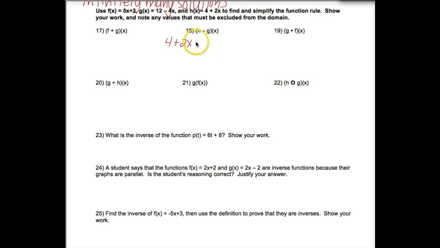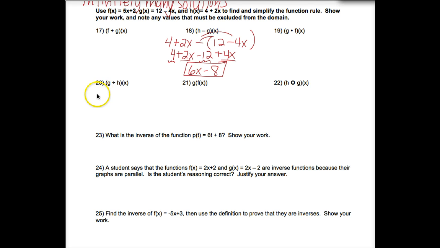My operation is subtraction. Remember that whenever we do subtraction, we have to use parentheses. My second function is g, so plug that in, 12 minus 4x. And now I need to distribute my negative. So over here, this stays the same, but now I've got a minus 12 and a plus 4 because that negative changes the signs. So like terms, combine them. You should end up with 6x minus, and then 4 minus 12, which is negative 8. So 6x minus 8 is your answer there.